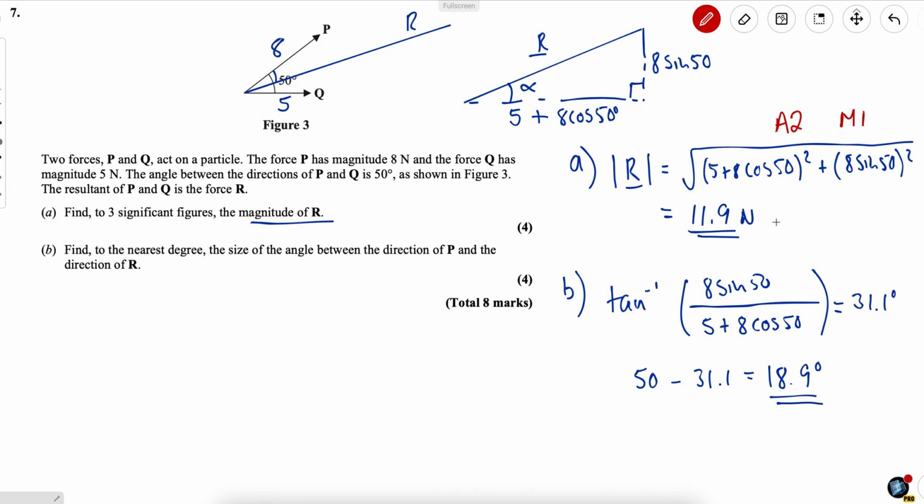And then an accuracy mark here for 11.9. For part 2, there's a method mark for using arctan to find the angle alpha here. Then an accuracy mark for 31.1, a method mark just for that subtraction, which is crazy. And that's a dependent method mark, dependent on having worked all of this out, and an accuracy mark for 18.9.